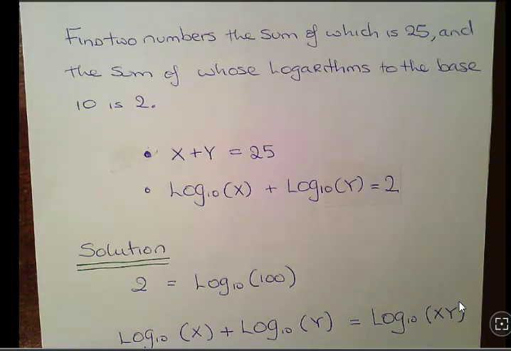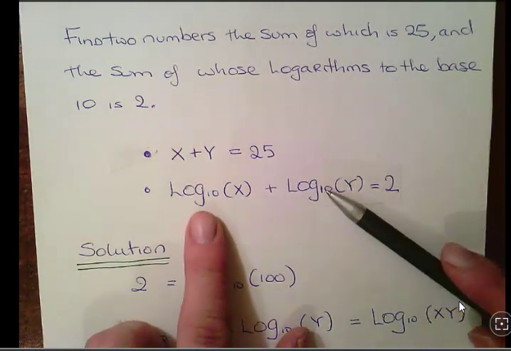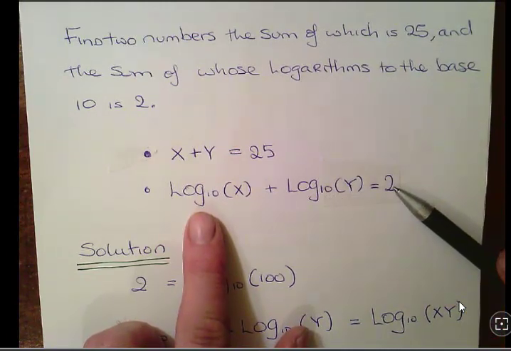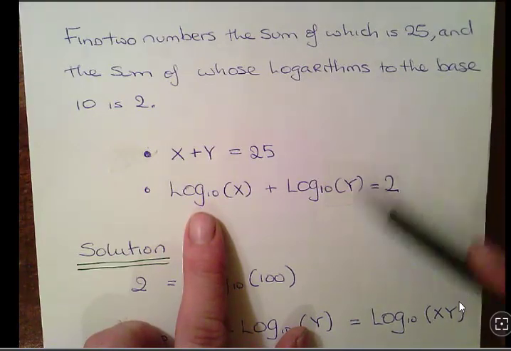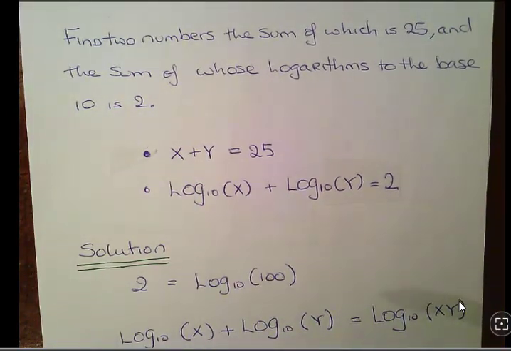The next question is as follows. Find two numbers, the sum of which is 25, and the sum of whose logarithms to the base 10 is 2. We have two numbers, we're going to call them x and y, and the sum of those numbers is equal to 25. And log of x to the base 10 plus log of y to the base 10 is equal to 2. That's just what we have above, written mathematically, so a little bit easier to follow.